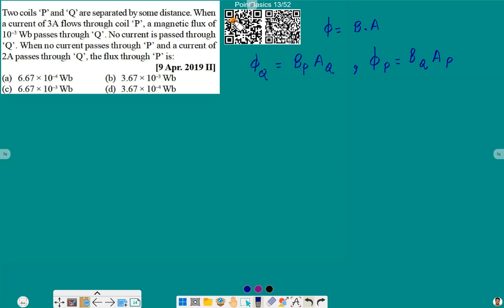Now they have some distance and their areas are not given to us. So what we assume? We assume that coils are identical. If these coils are identical, means their areas are equal, then we can write that phi of flux at Q by phi of flux at P, their ratio will be equal to magnetic field at Q due to Q and magnetic field due to P.